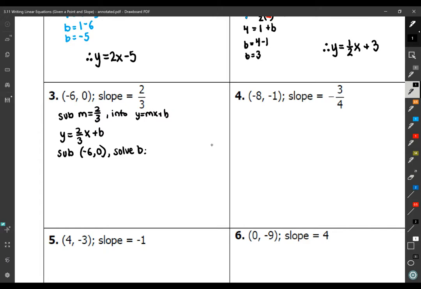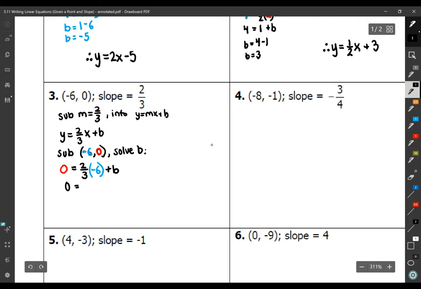okay? So 0 is our y value, right? This is 0, this is y. So I'm going to put 0 is equal to 2 over 3. Now for x, I'm going to put negative 6. So 2 over 3 times negative 6, plus b.